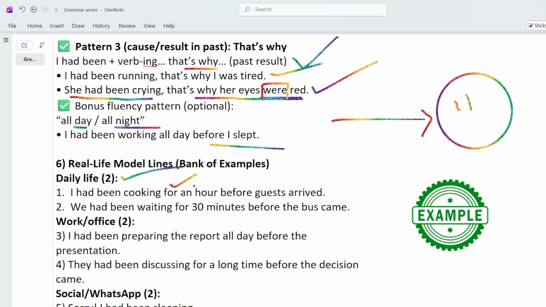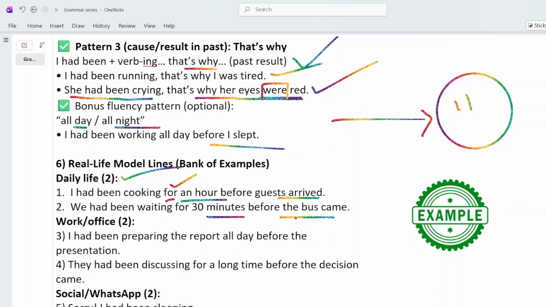For, see, for an hour, so this is a short duration. That is when you're looking at using "for". So I had been cooking for an hour before the guests arrived. It's perfectly a past perfect continuous tense sentence. We had been waiting for 30 minutes before the bus came.